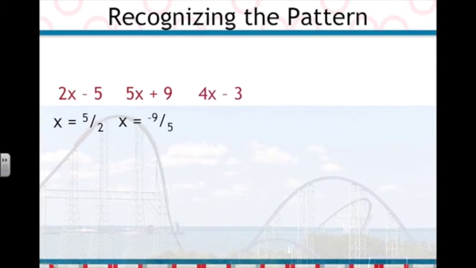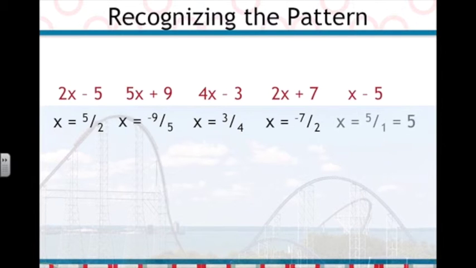As you get more and more comfortable solving equations with the zero product property, you can start to recognize a pattern to find the roots without having to write out all the equations. In our examples from before, the factor 2x minus 5 gave us the root 5/2. 5x plus 9 gave us negative 9/5. 4x minus 3 gave us 3/4. 2x plus 7 gave us negative 7/2, and x minus 5 gave us 5/1, or just 5.